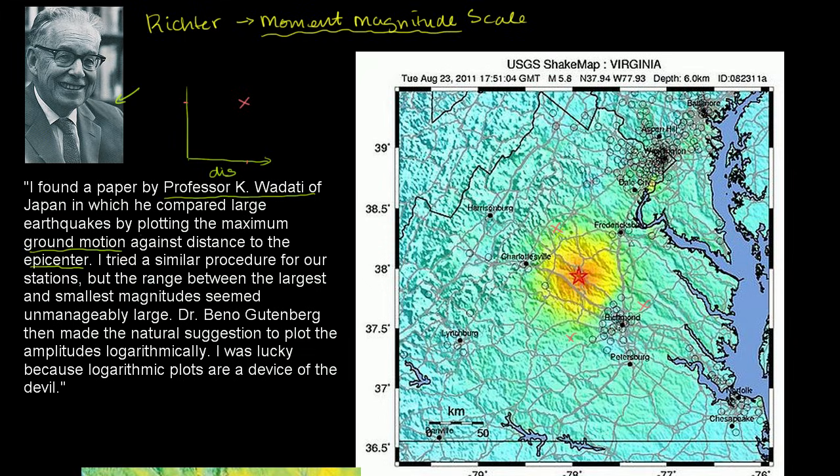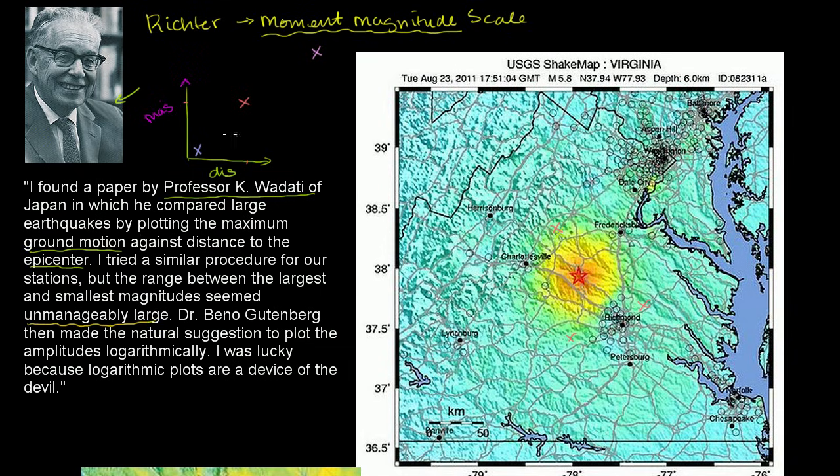Let's say that's a relatively medium earthquake. This right over here would be a weak earthquake because you're close to the earthquake and it still didn't move the ground much. So this is the magnitude. This axis is the magnitude, how much the ground is moving. And then, for example, this would be a very strong earthquake. And then Charles Richter said in the interview, "I tried a similar procedure for our stations, but the range between the largest and smallest magnitudes seemed unmanageably large."